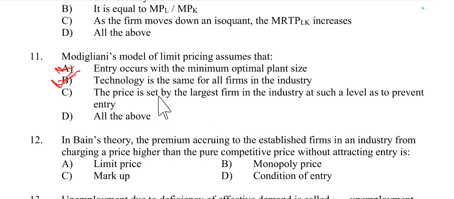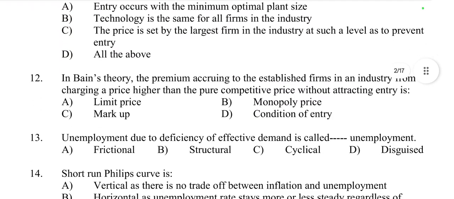Then option C, the price is set by the largest firm in the industry at such a level as to prevent entry. Yes, the largest firm sets the price at a level low enough to deter potential entrants from entering the market. So option C is also right. According to Modigliani's limit pricing assumptions, all of the above are correct. So option D is right, all of the above. Then question number 12.